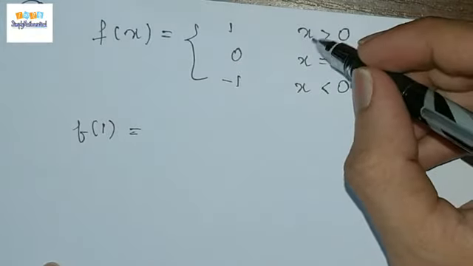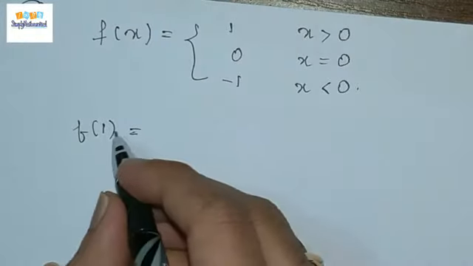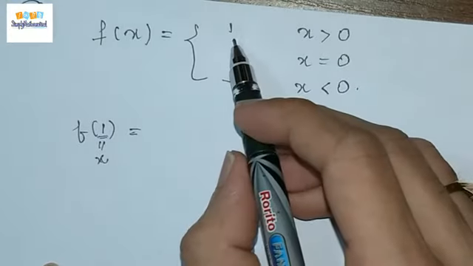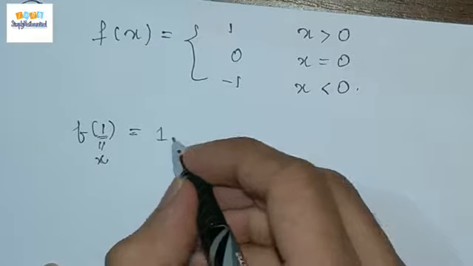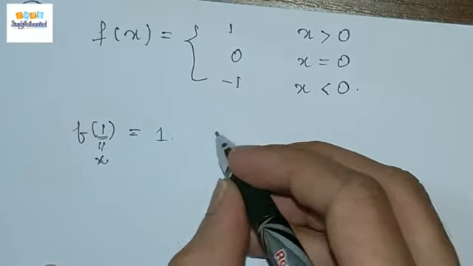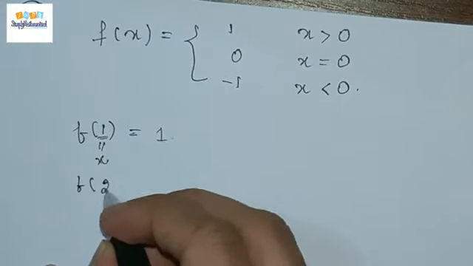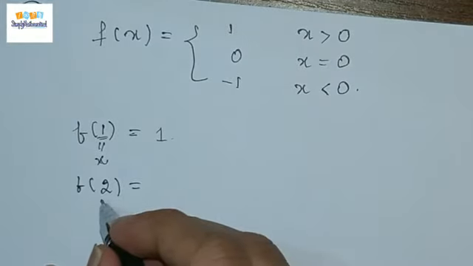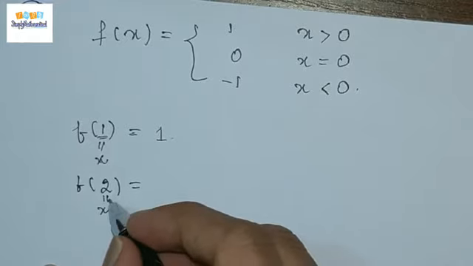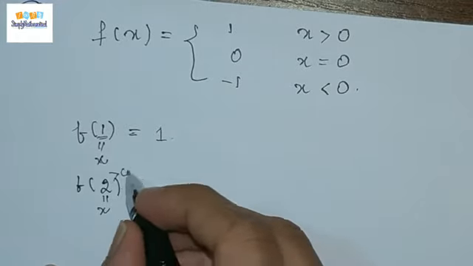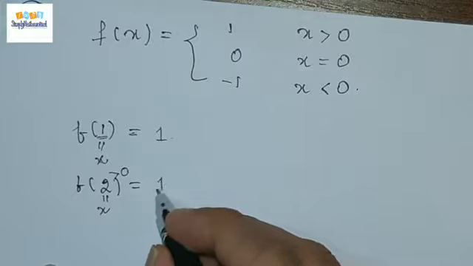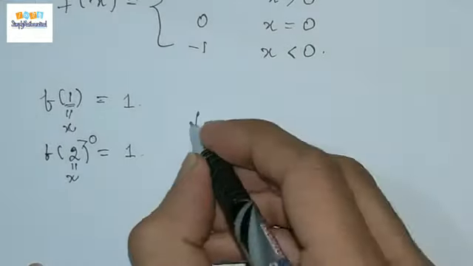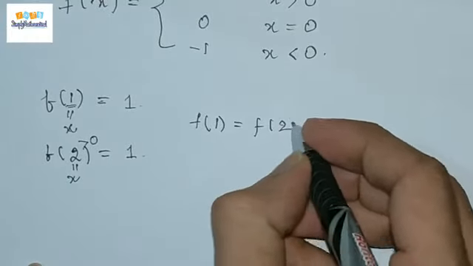You can see that 1 is greater than 0, right? This is x. When x is greater than 0, what happens? It is 1. Now also consider f of 2, what it will be. Since this 2 is greater than 0, again the value of the function is 1. So what you find is f at 1 is equal to f at 2.